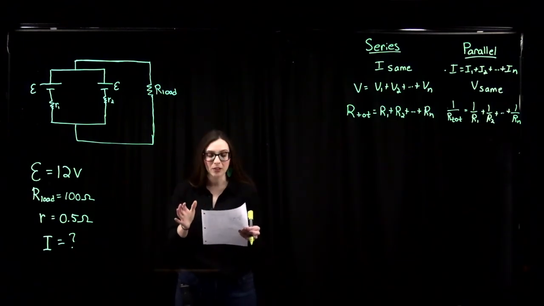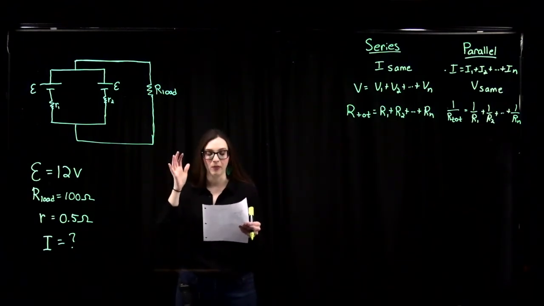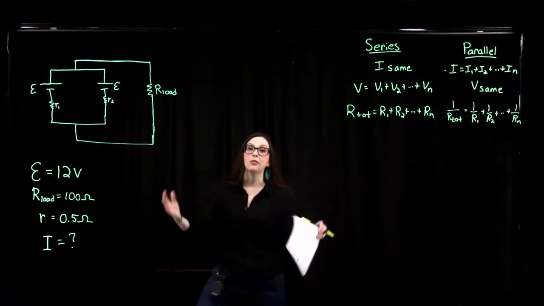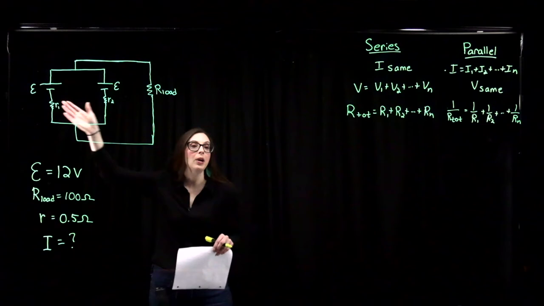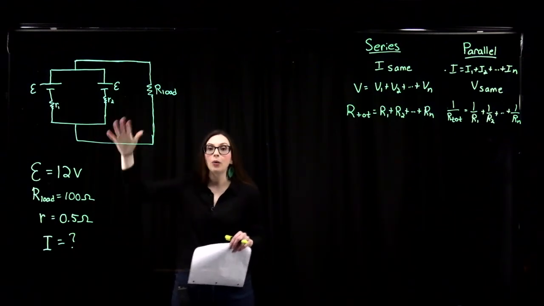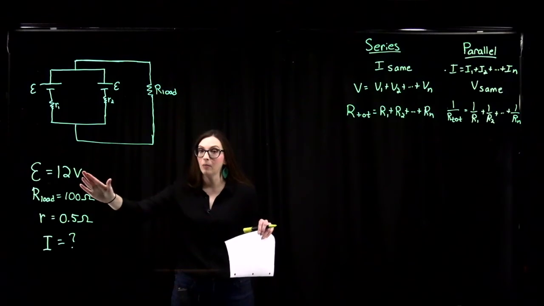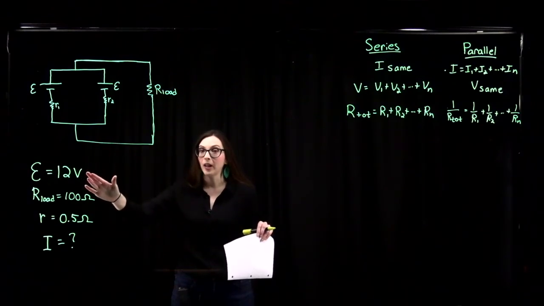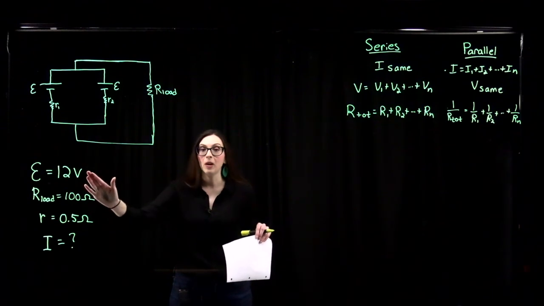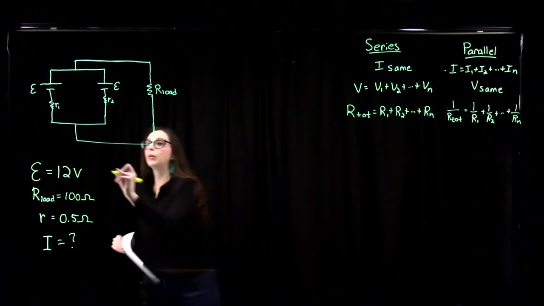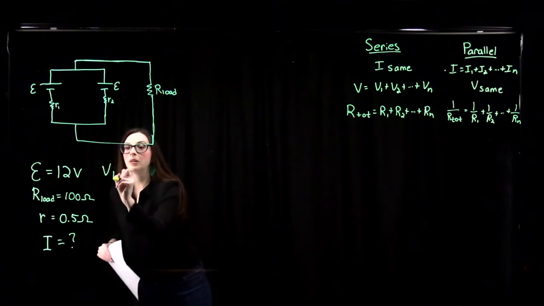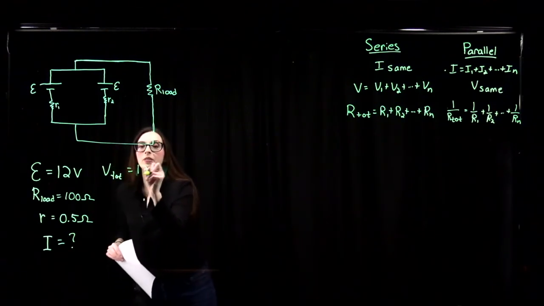Okay, so in order to solve this problem, we've got to think about a couple of things. When batteries are in parallel, their EMFs do not add. So when we put a whole bunch of identical batteries in parallel, they're still only supplying the same amount of EMF to that entire circuit. So even though we've got two batteries in parallel, they both have an EMF of 12 volts, so our total potential in the circuit is also just 12 volts.